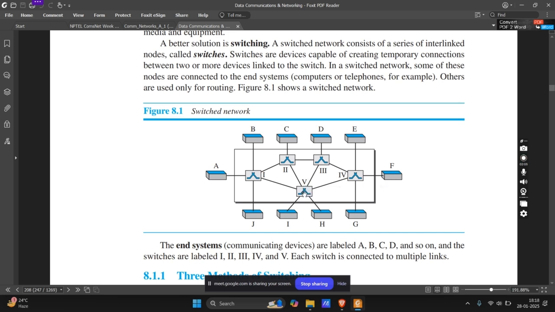It has many options. It can send to 2, 3, or 4, but it sees that the final destination is F, so it will send to 4, and from 4 it sees that F is connected to it. Switch number 4 will directly give it to F. So 1, 5, 4 is the path. Or it can take 1, 2, 3, 4, and that also reaches F from A. If it wants to reach I from A, it will go A to 1, 1 to 5, 5 to I.